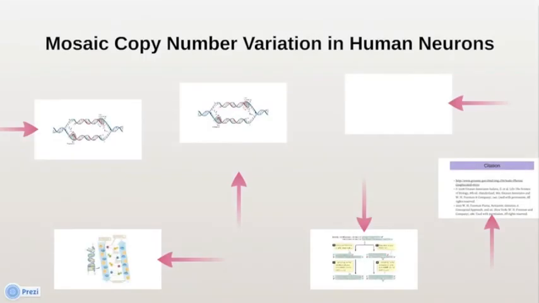Our group project, Module 4: Mosaic Copy Number Variation in Human Neurons.